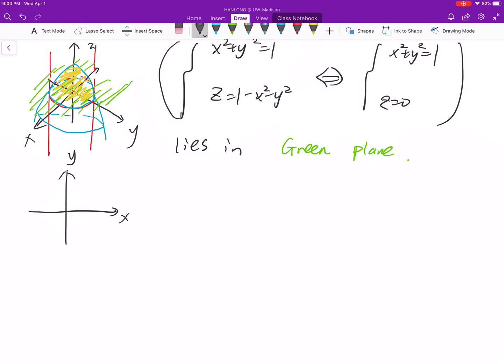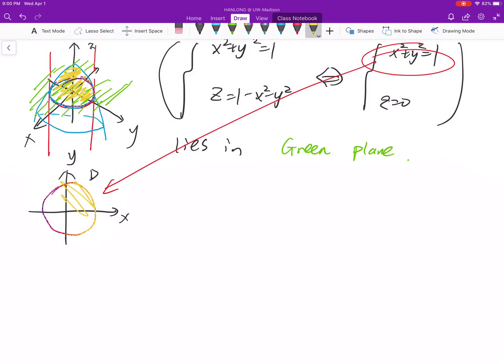Then you expect, let's draw this in color. Everything should be inside this colored part, and the formula for the colored part is given by this one. So D is defined by x squared plus y squared less than or equal to 1.